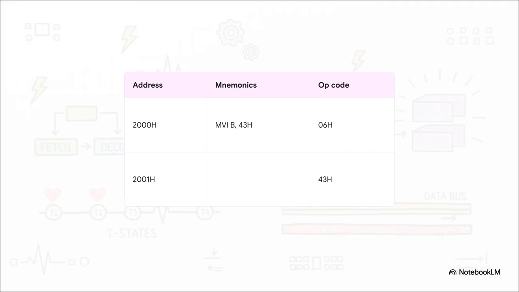Now, in the computer's memory, this instruction isn't just one thing. It takes up 2 bytes. At memory address 2000, we have the opcode 06H. That's the machine code for MVI B. Then, in the very next spot, address 2001, we have the actual data we want to move, which is 43H.